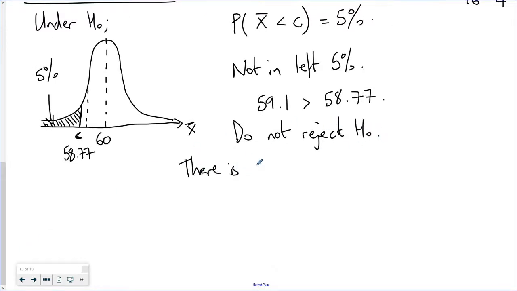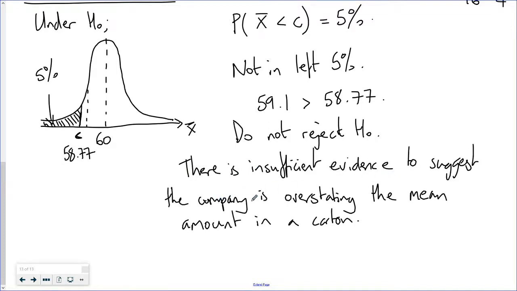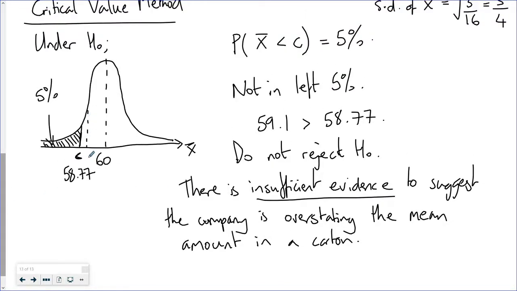There is insufficient evidence to suggest that the company is overstating the mean amount in a carton. And here, notice that I've done it in context. You'll lose marks if you just say there's insufficient evidence to suggest that mu is less than 60. You've got to do it in context. And I'm using the words insufficient evidence because from my sample of 16, I can't reject H0. But if I had collected more evidence, or if I sampled 50 cartons, then perhaps I would have been in the critical region. So I'm just saying there's not enough evidence to get me into this critical region.